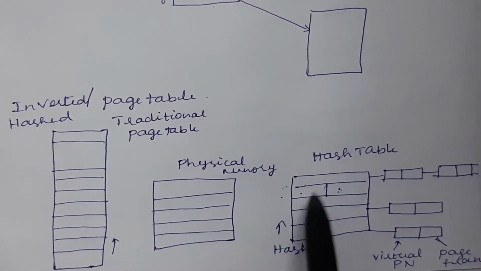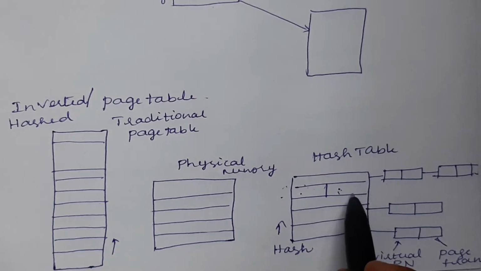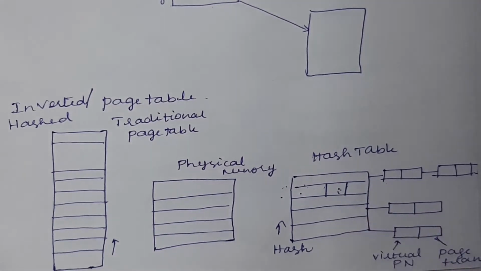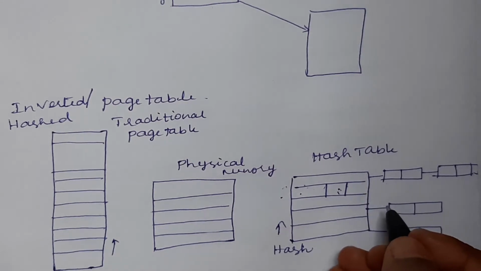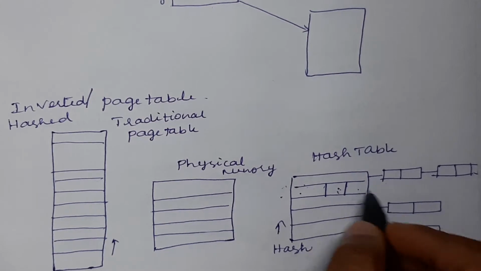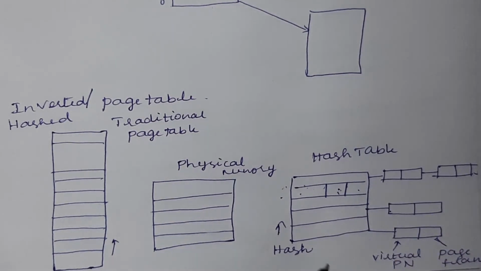This is the hashing concept, and it also consists of one more field, which is the next page table entry. So what could be the next entry in the page table? It will have a linked list concept, with a link from this address to the next entry's address. This is the concept of hash table.